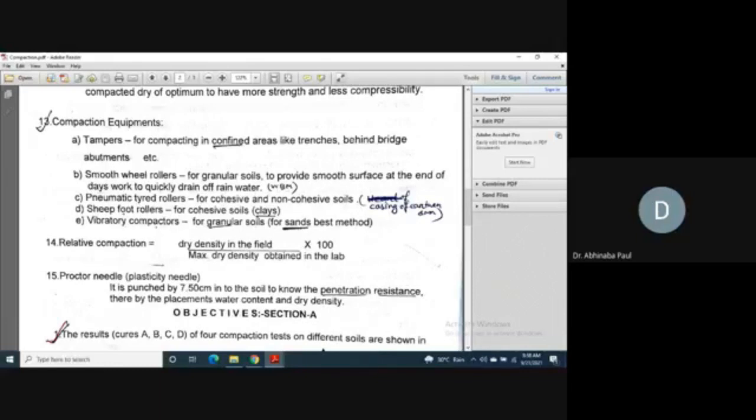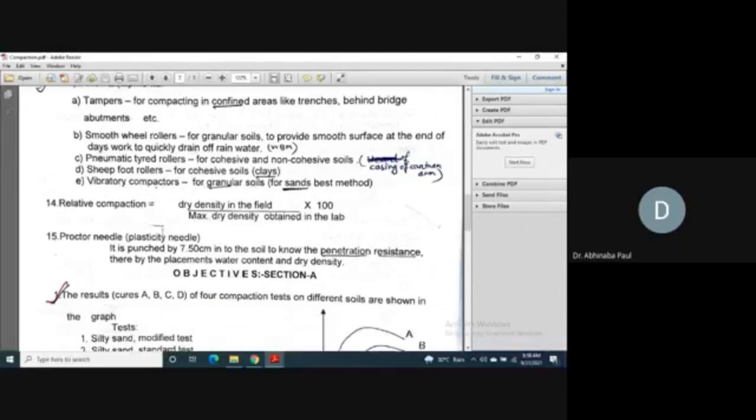Next is pneumatic tire rollers. This is used for both cohesive and non-cohesive soil, and for the casing of the earthen dam. Now sheep foot rollers. Sheep foot rollers are purely for clays, that is, cohesive soil. And finally vibratory compactors. They are suitable for granular soils only. For sand, it is the best method.